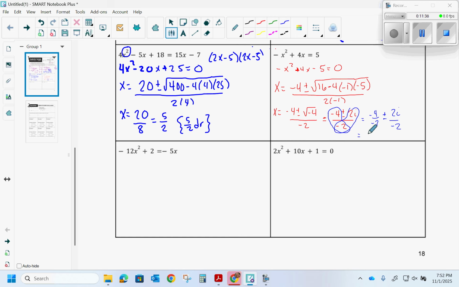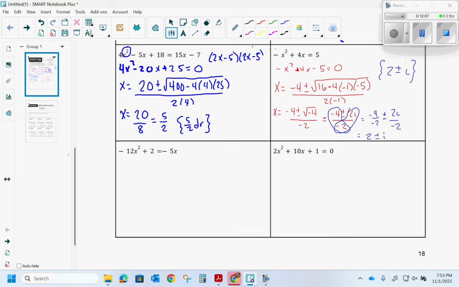-4 over -2 is +2 plus or minus. And then this 2 can cancel. Now I know it's weird to have this negative down here, but it actually doesn't matter because it's plus or minus right here. So it's plus or minus -i, so it doesn't matter that there's a negative here. So this is plus or minus i. Put those in braces, please. 2 plus or minus i.